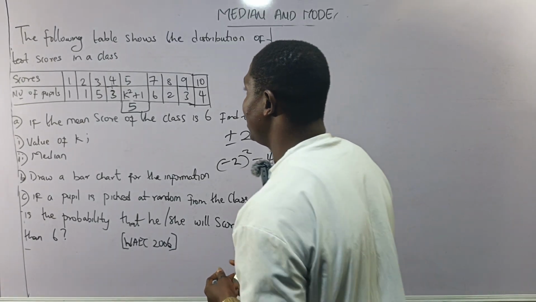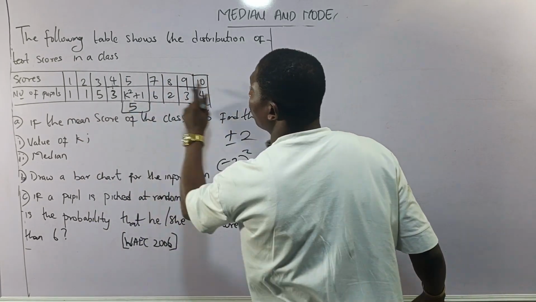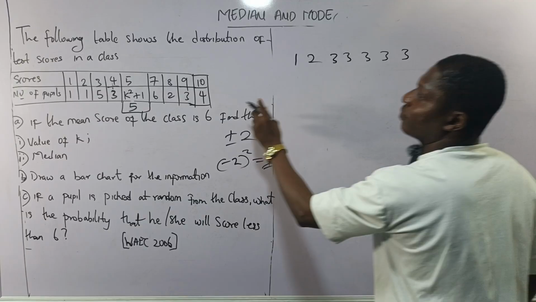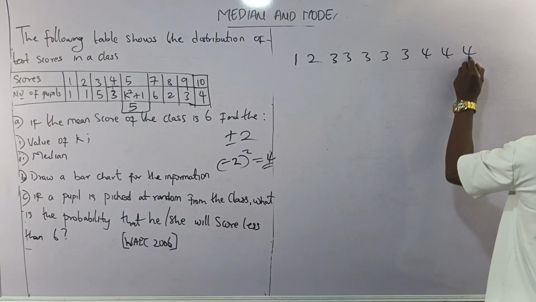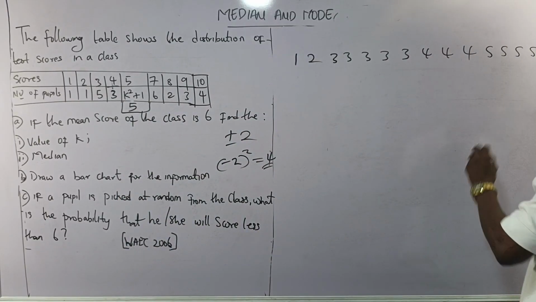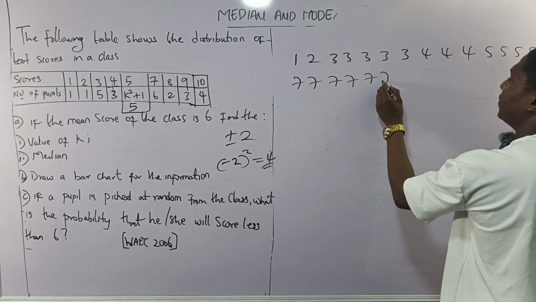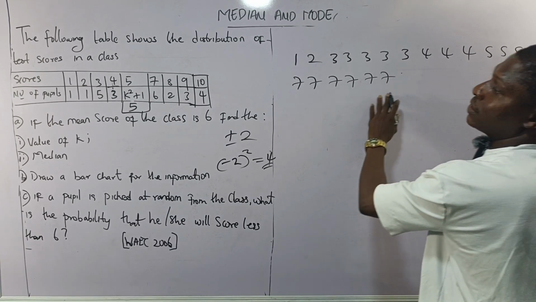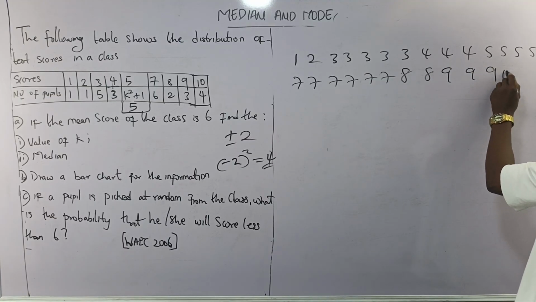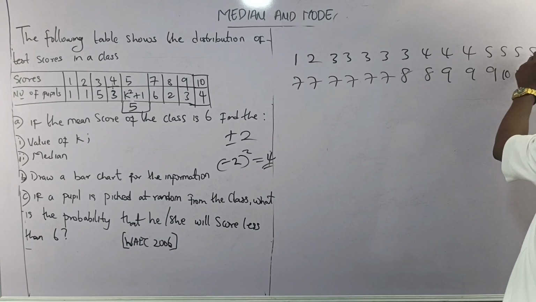So to get our median, we can use any method like I've taught. Our frequencies now: 1 occurs once, 2 occurs once also, 3 occurs 5 times, 4 occurs 3 times, 5 occurs 5 times, 7 occurs 6 times, 1, 2, 3, 4, 5, 6. 8 occurs 2 times, 9 occurs 3 times, and 10 occurs 4 times.